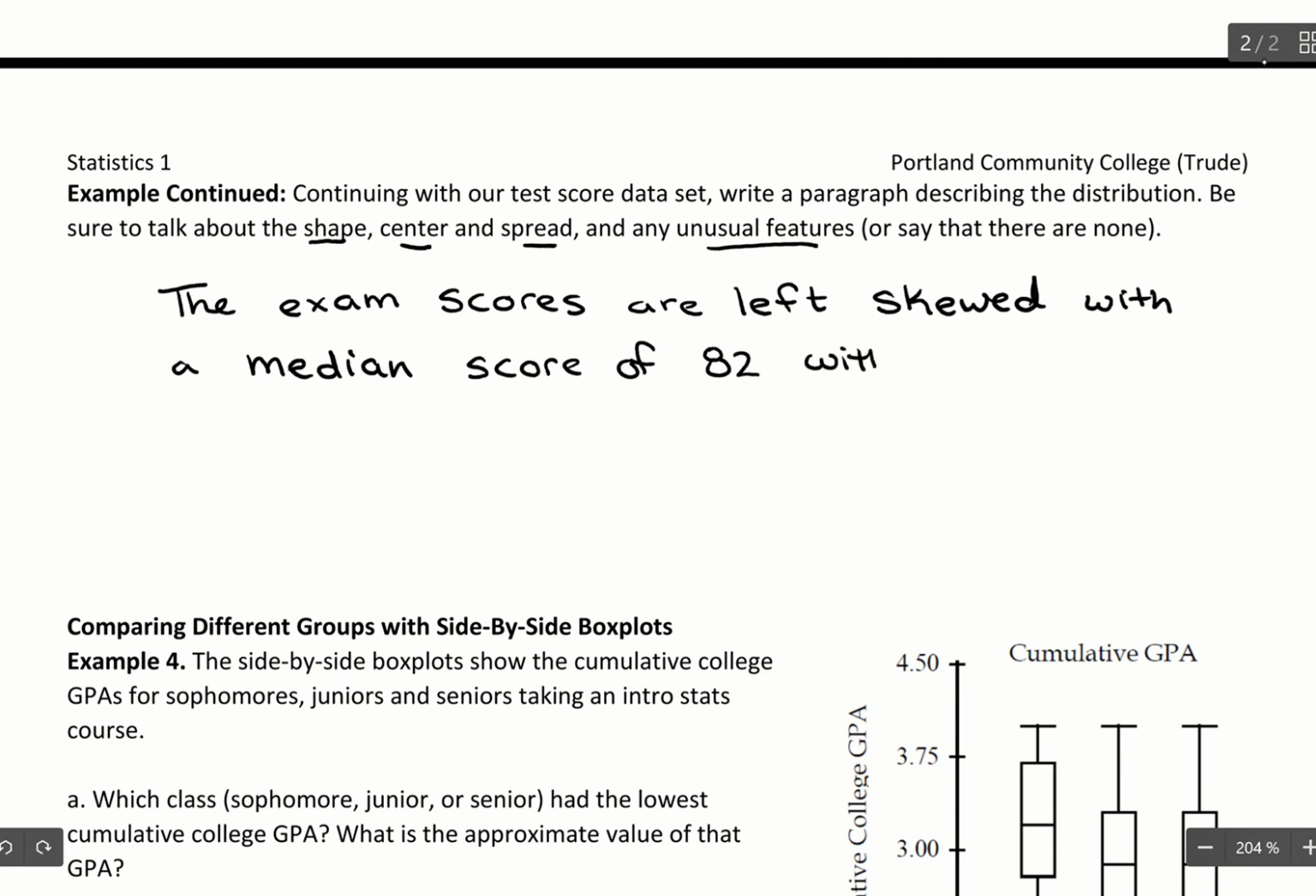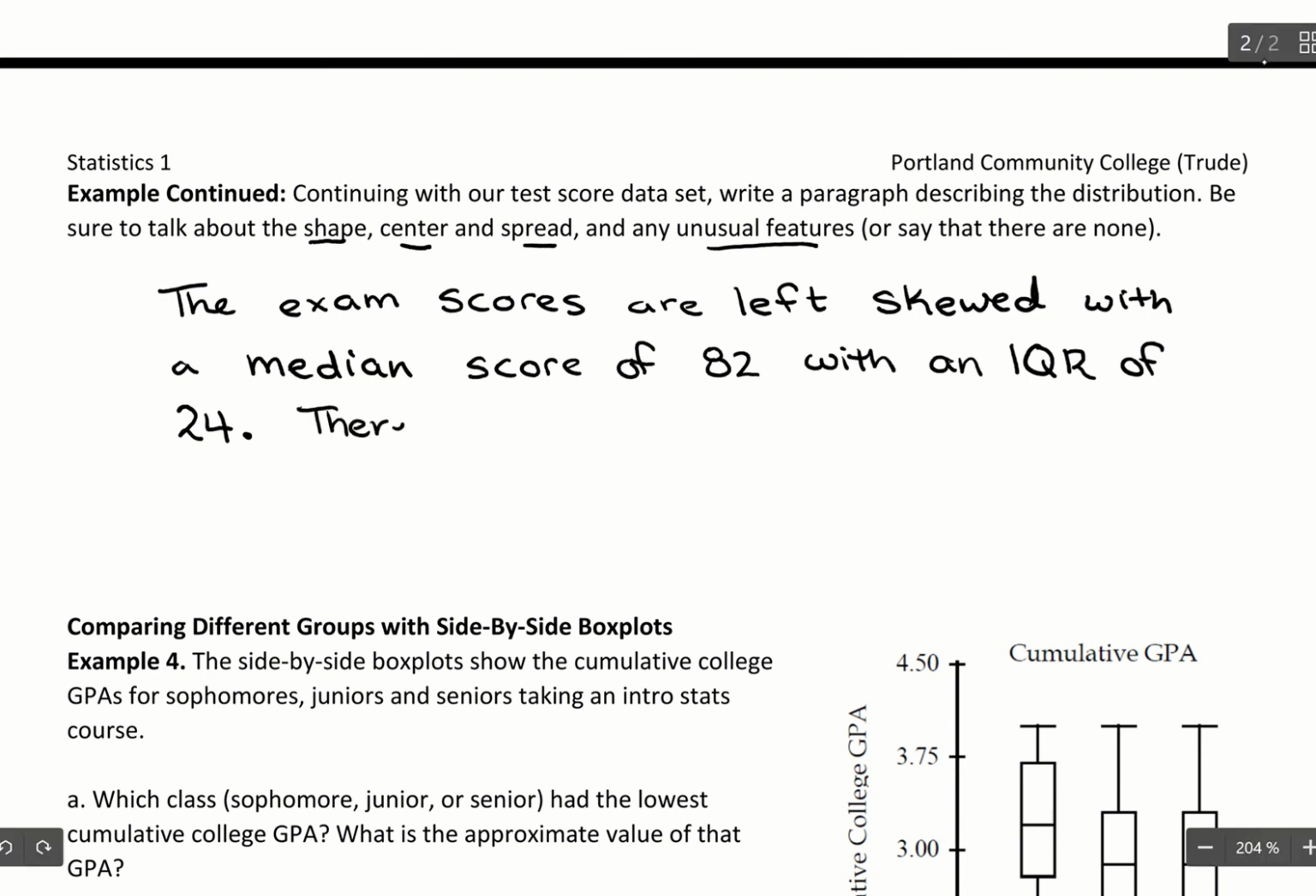With an interquartile range of 24. And then for unusual features, just make note of anything strange going on, which for us is typically going to be outliers. So we want to bring up that we have an outlier here.